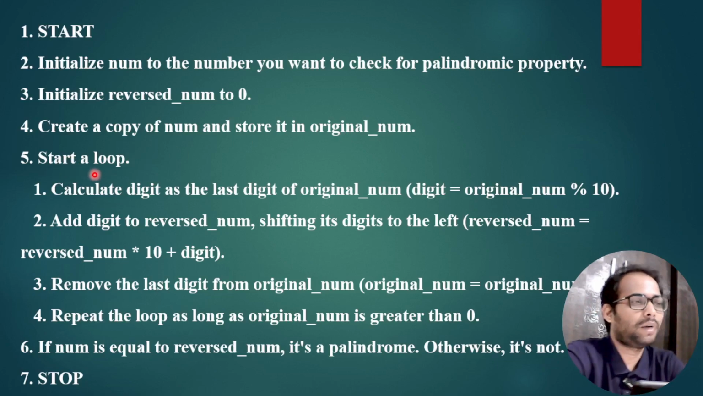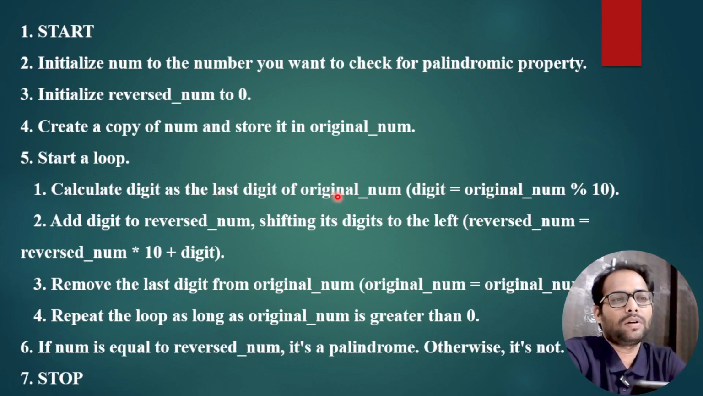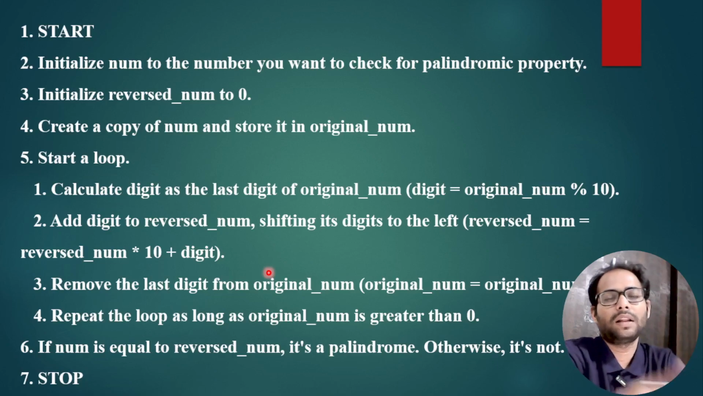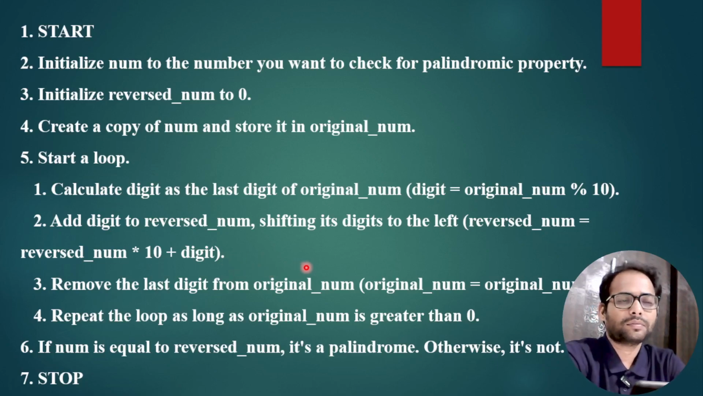In the loop, we calculate the digit as the last digit of the original number. If the number is, let's say, 212, then the last digit is 2. How do you find it? You find the modulo 10, meaning the remainder, which gives you the last value, that is 2. Now what will be the reverse number? Reverse number times 10 plus the digit. That means with the place value 10 I am multiplying, and then I am adding the new digit.